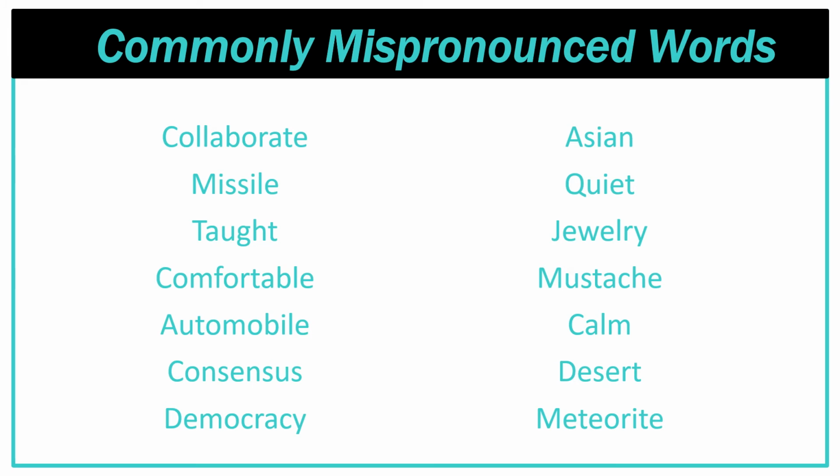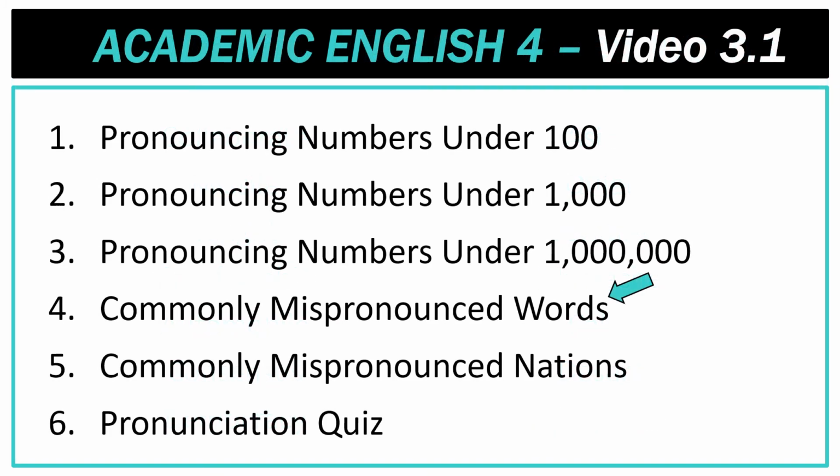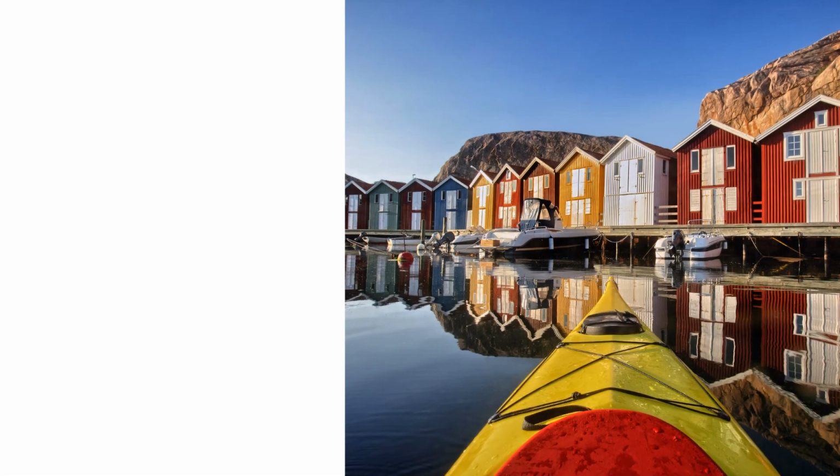Good work. Those are just some of the many words that my students often mispronounce. Let's move on now to commonly mispronounced nations. Listen carefully now. I'm going to pronounce the nation, and you repeat after me. Sweden. It's not Sweden, it's Sweden.